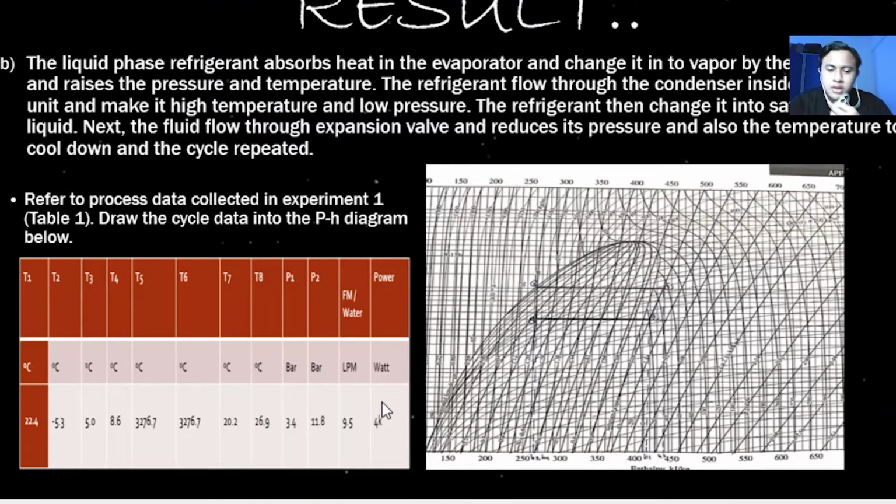Okay, so for part B, the liquid phase refrigerant absorbs heat in the evaporator and changes into vapor, then the compressor raises the pressure and temperature. The refrigerant flows through the condenser inside the door unit, making it high temperature and low pressure. The refrigerant then changes into saturated liquid. Next, the fluid flows through the expansion valve and reduces its pressure and also its temperature to cool down, and the cycle repeats.